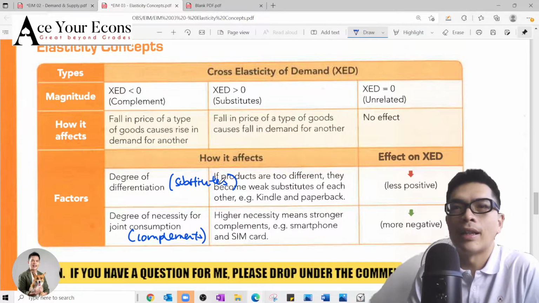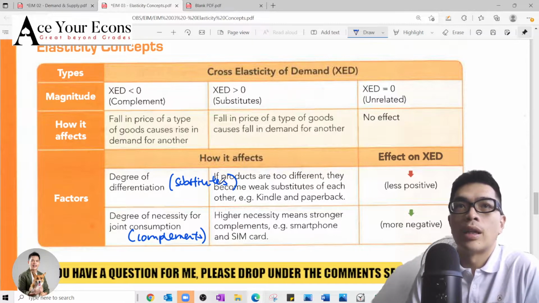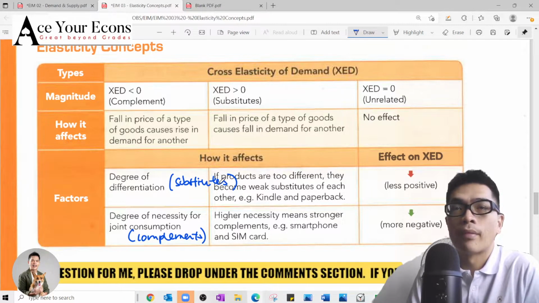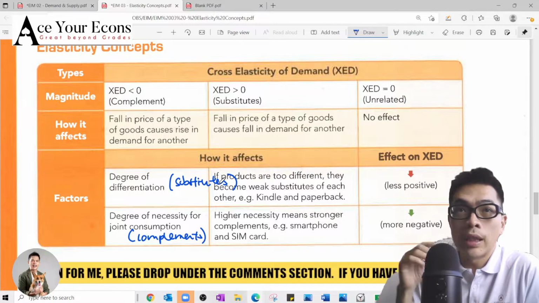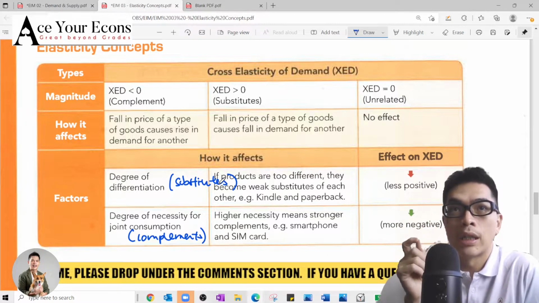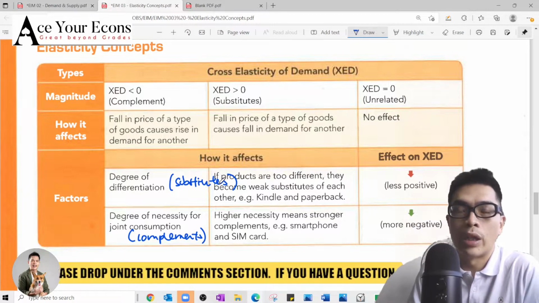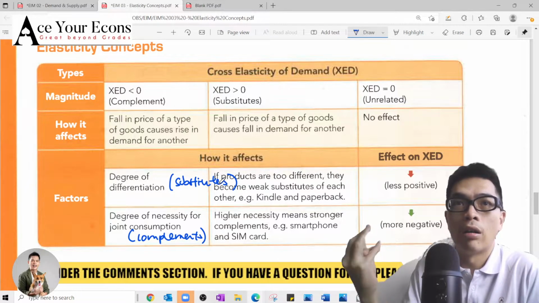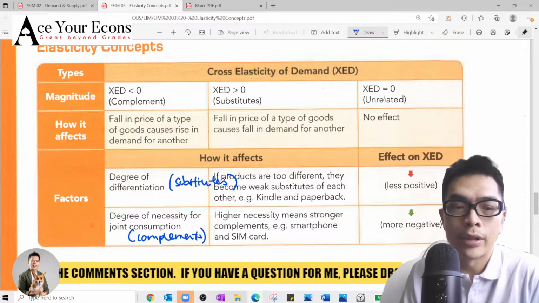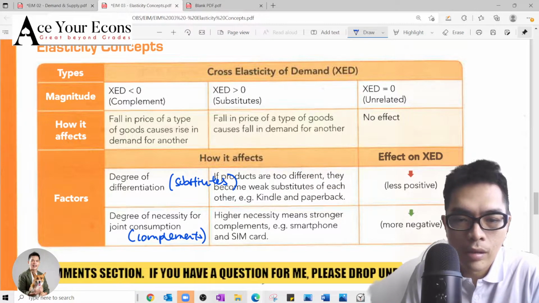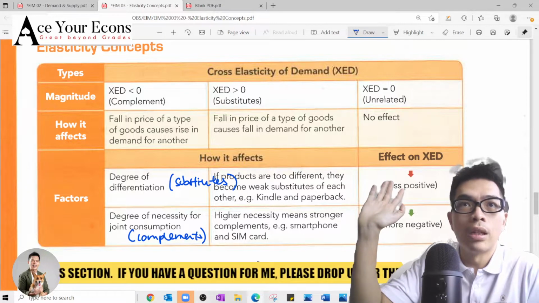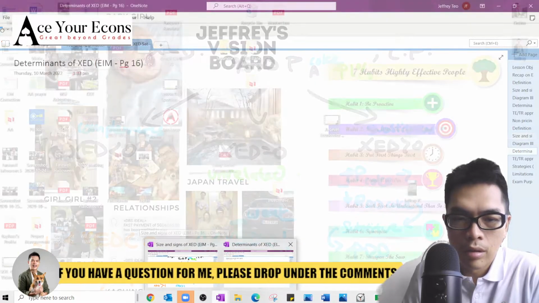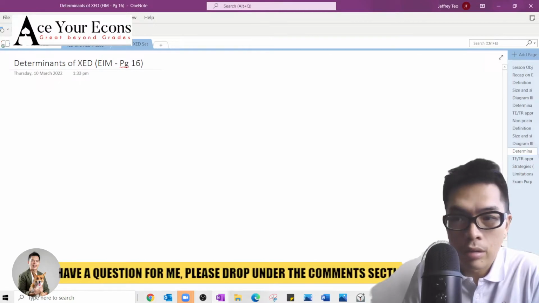Then in that case, a rise in price of one of the goods is not going to lead to a significant increase in the other. So this will lead to your XED size being smaller, between 0 to 1 if they are weak. If they are strong, it will be greater than 1, depending on how strong they are as substitutes. So far so good, everyone? Wait one second.